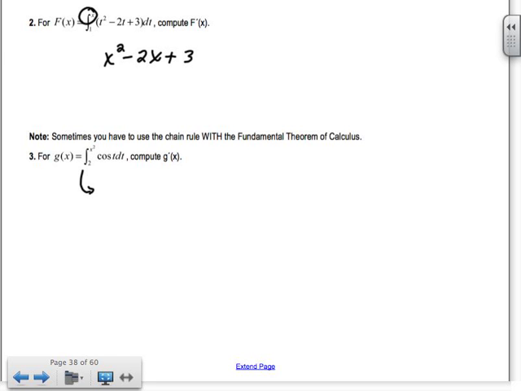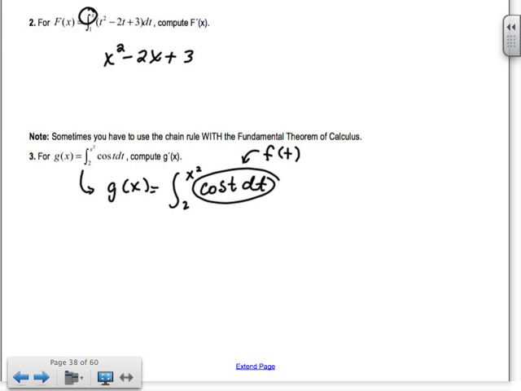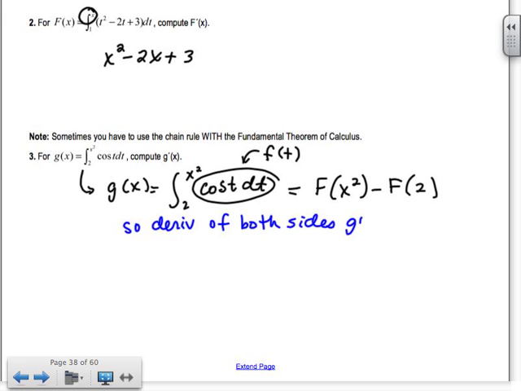If I had g of x equals the integral from 2 to x squared of cosine t dt. Let's say this is my little f of t. When I integrate, you're going to get capital F of t, and you're going to plug in x squared, and then you're going to plug in 2. So if you took the derivative of both sides, you get g prime of x equals f, so little f, x squared times 2x, and then this part would go away. That's just a number.